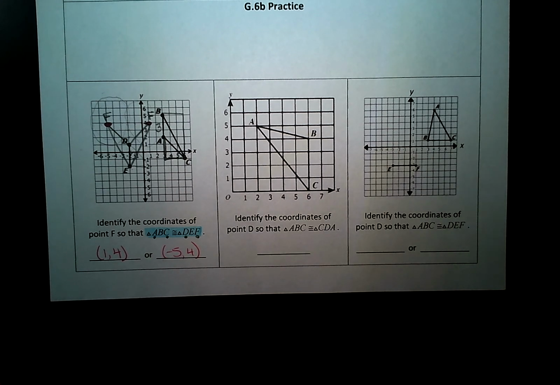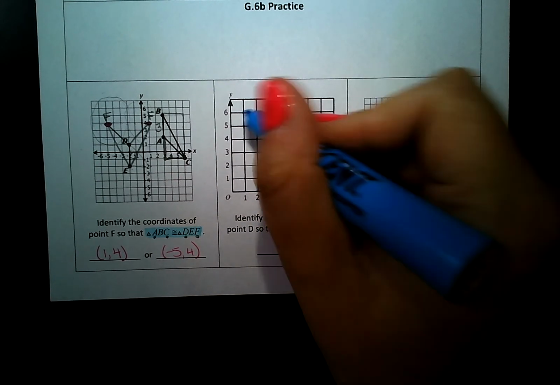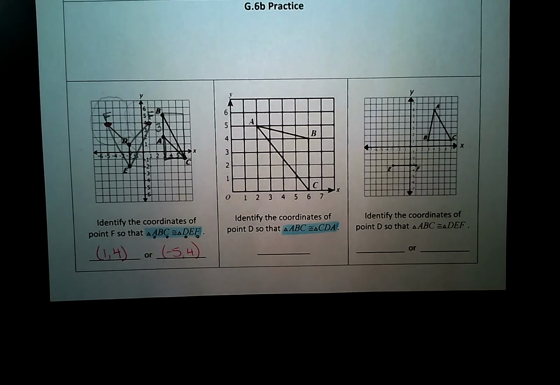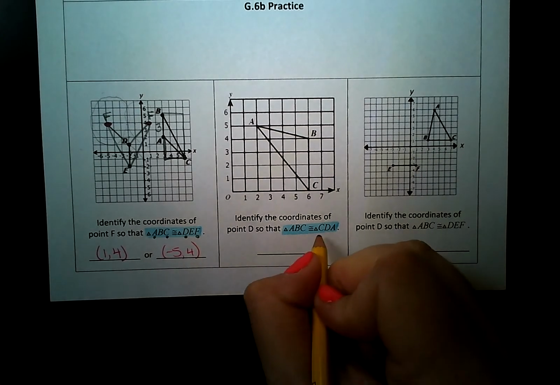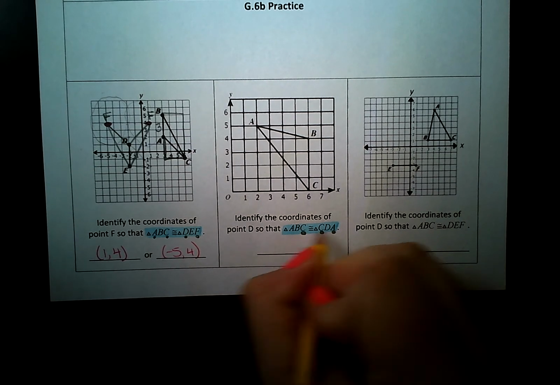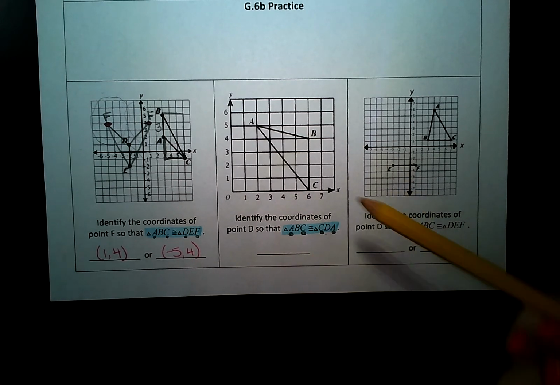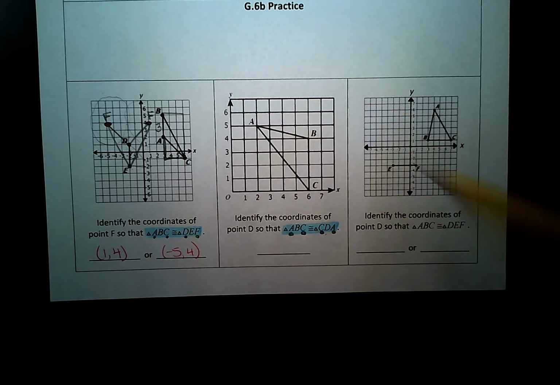This one's a little easier, but you really got to understand the congruence statement here. We've got triangle ABC, which is pre-graphed, needs to be congruent to triangle CAD. Well, check it out. C, C, A, A. So there's only 1 point difference. So these triangles have to be connected somehow.